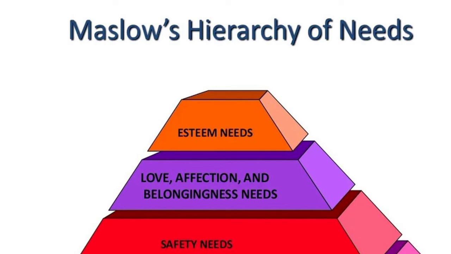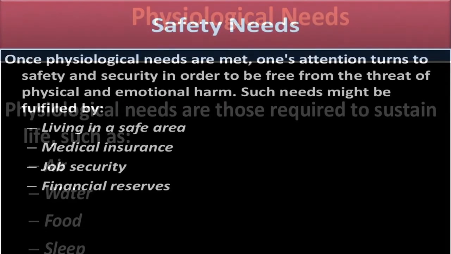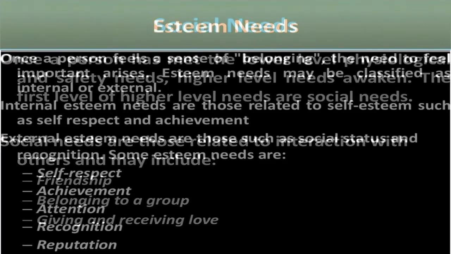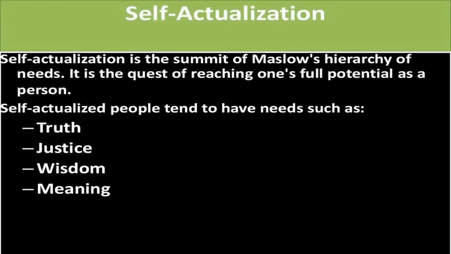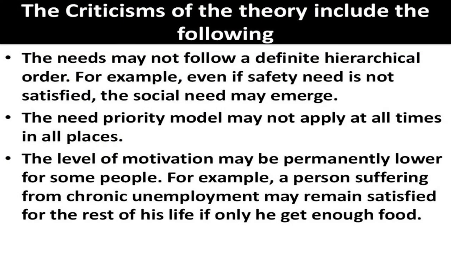Then coming to the fourth one, esteem needs. Esteem needs are self-respect, achievement, attention, recognition, and reputation. People need to get respect from many people, and they will try to achieve things in their life. Then the next one is self-actualization: truth, justice, and wisdom, and meaning for life, whatever it may be. That is self-actualization. Criticism, you already followed that one.